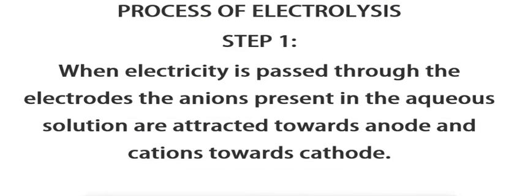Now we are ready to understand the process of electrolysis. When electricity is passed through the electrodes, the anions present in the aqueous solution are attracted towards the anode and cations are attracted towards the cathode. They follow a very simple principle of opposites attract each other. How? Let's move on to the next diagram.